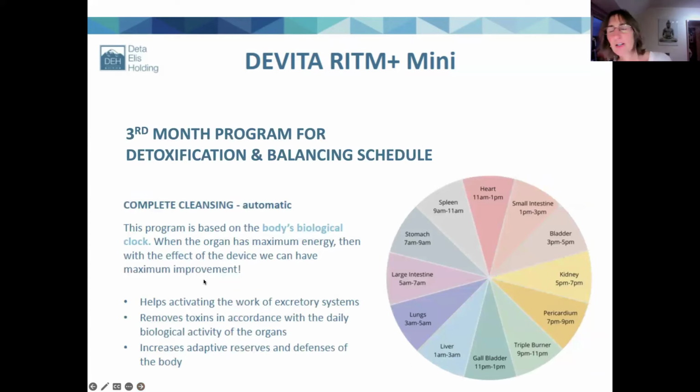Now, one of the programs on that initial detox schedule I showed you a few slides back was called Complete Cleansing. And this is a big bumper program that we play in the 3rd month of that schedule to help maximize the energy that each individual organ has. It helps support all the different organs and cleanses them by helping them to remove toxins, strengthening them so they can remove their own toxins. And this is based on our circadian rhythm.